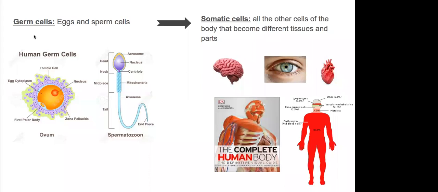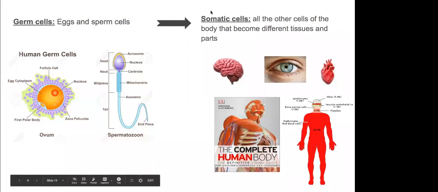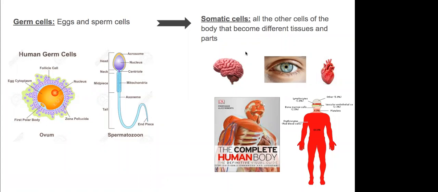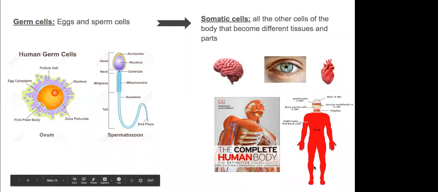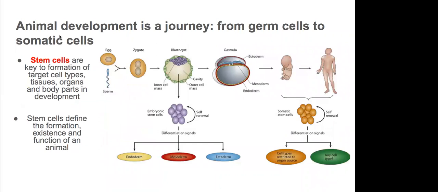So I was saying that there are two types of germ cells, eggs and sperm cells, and their mixture gives rise to the fertilization process that gives rise to many somatic cells that become different parts of our body. And then the whole body is made of several different kinds of somatic cells. So basically, animal development is a journey from germ cells to somatic cells that become different tissues and organs. And in this process, we have stem cells, which are early intermediates, which have the capacity to become any target cell type.